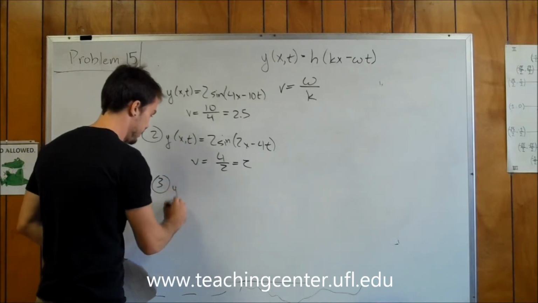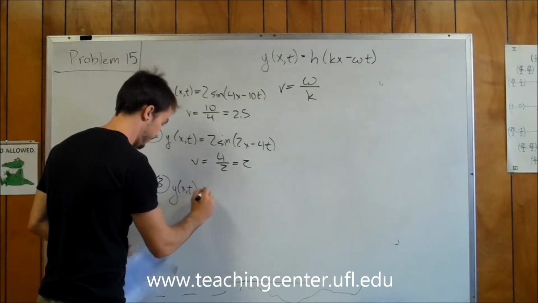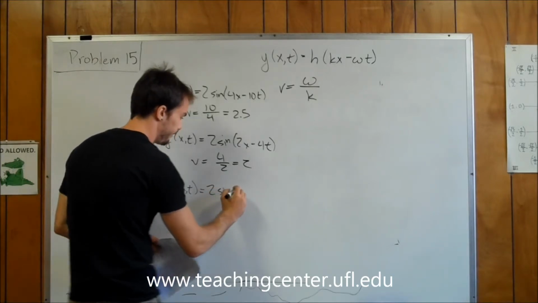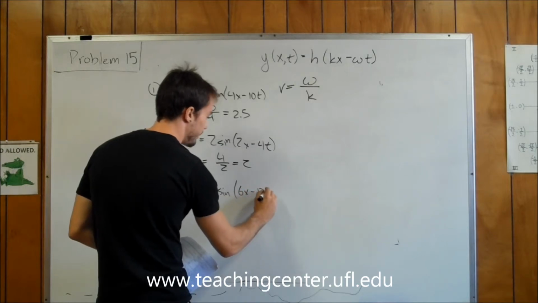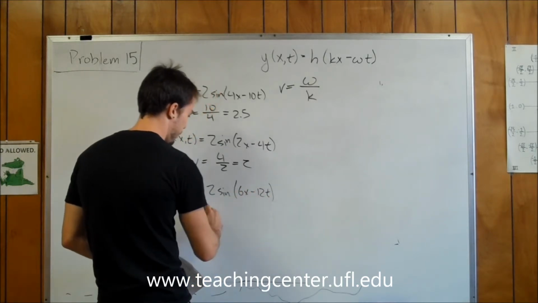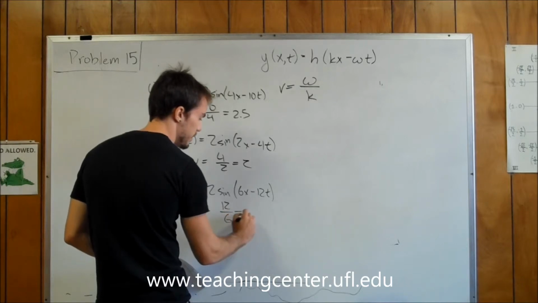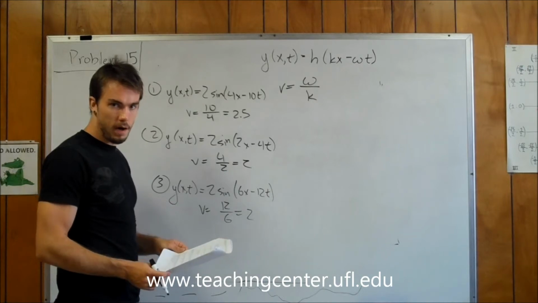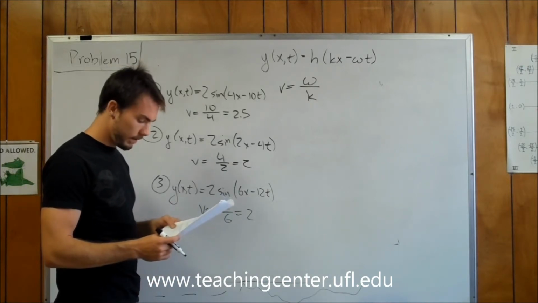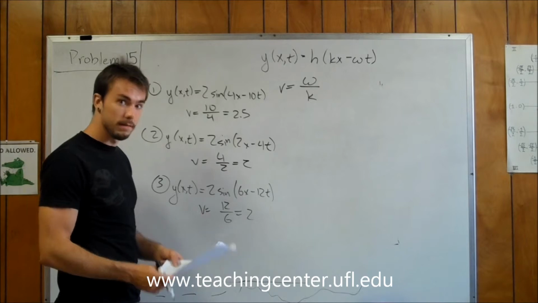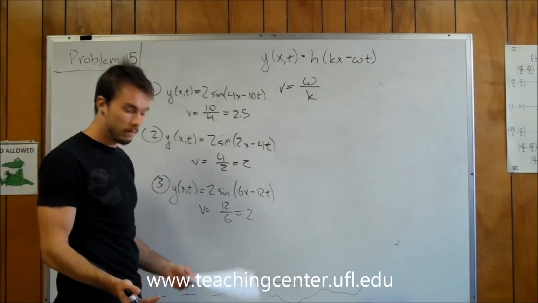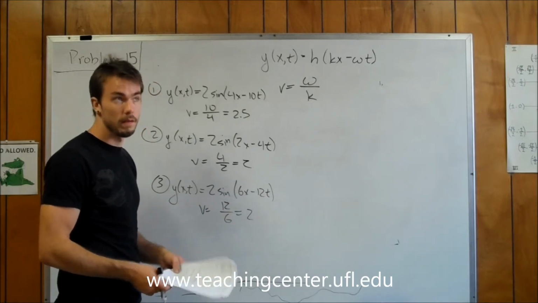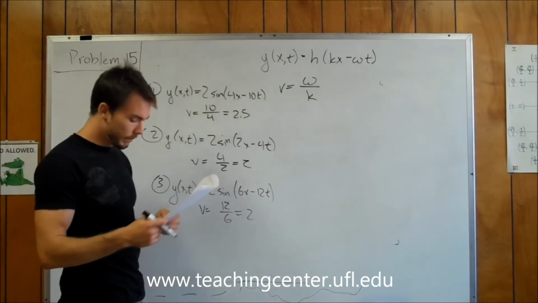So our third choice, 2 sine 6x minus 12t. So therefore our velocity is going to be 12 over 6, which is of course 2 as well. And keep going in this problem, and you're going to keep getting to the next one. Our sine function has 8x minus 16t, so 16 over 8 gives you 2. And the last solution is sine of 10x minus 20t, 20 over 10 once again gives us 2.